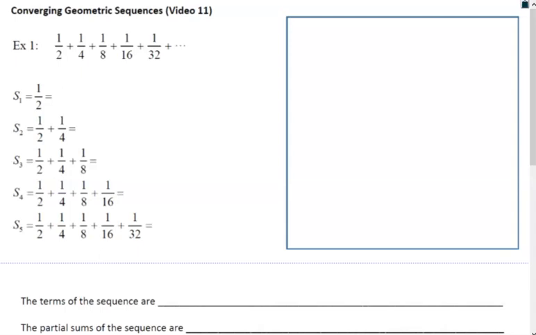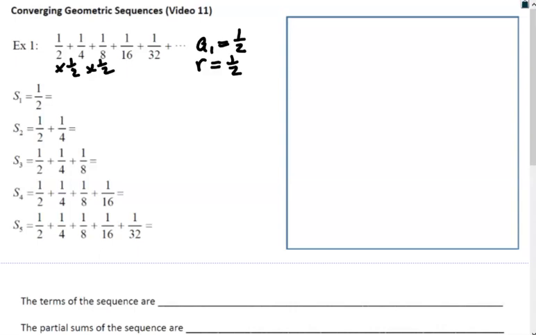Look at the sequence: 1/2 plus 1/4 plus 1/8 plus 1/16 plus 1/32. Actually, it's a series, because a series is the sum of a sequence. Notice that this is a geometric pattern. The first term is 1/2, and to get from 1/2 to 1/4 you multiply by 1/2, and from 1/4 to 1/8 you multiply by 1/2. So times 1/2, times 1/2, that means the common ratio is also 1/2.